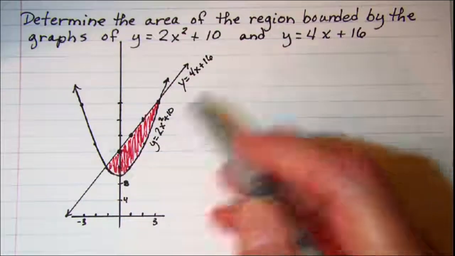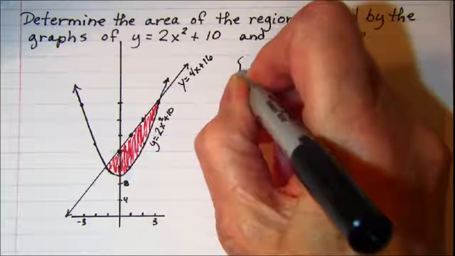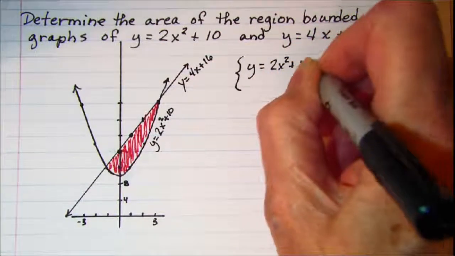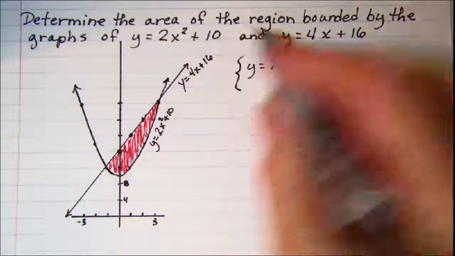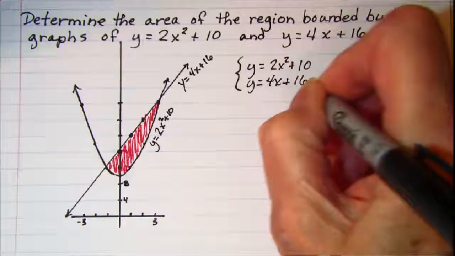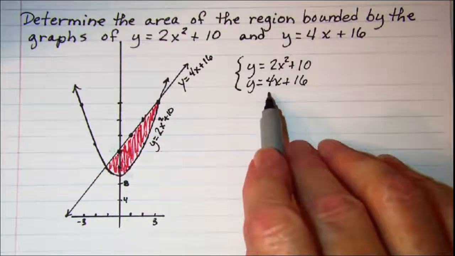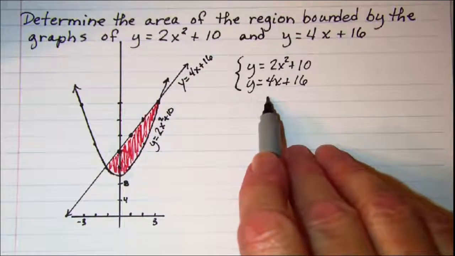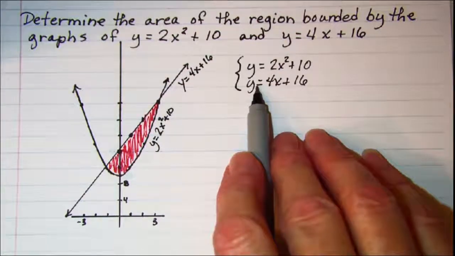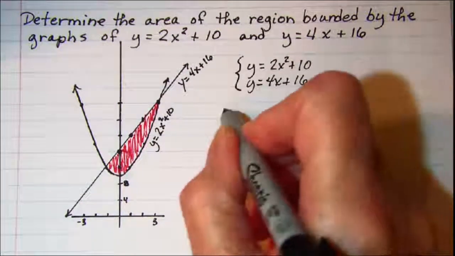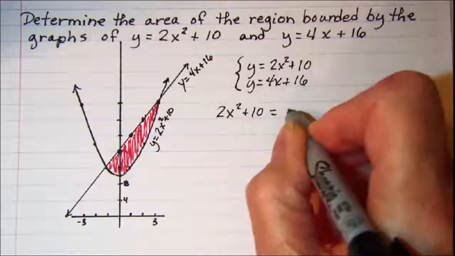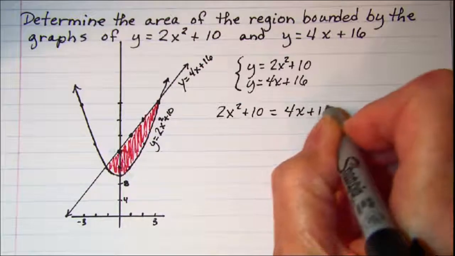We do that by solving the system y equals 2x squared plus 10, which is our first function, and y equals 4x plus 16, which is our second function. We'll solve those simultaneously, either by elimination or substitution. The easiest thing would be substitution, since they're both equal to y. So I'm going to set them equal to each other. 2x squared plus 10 equals 4x plus 16.